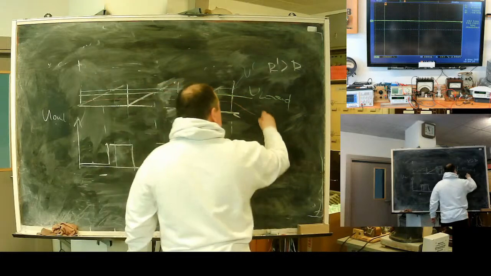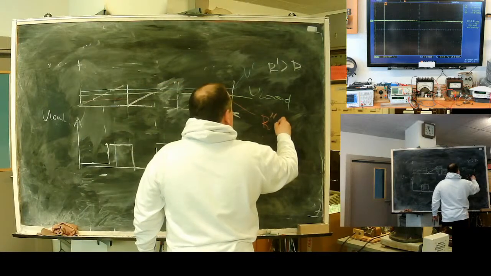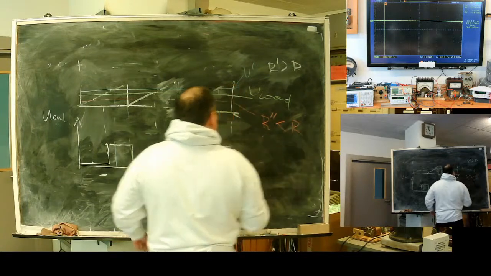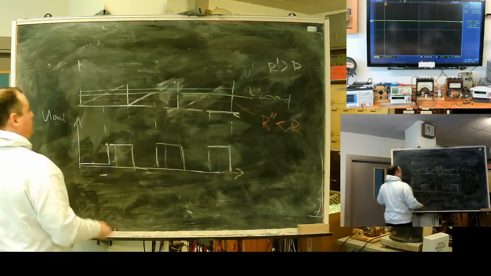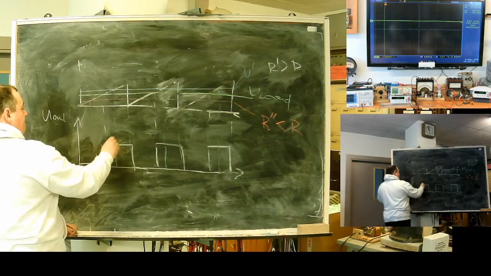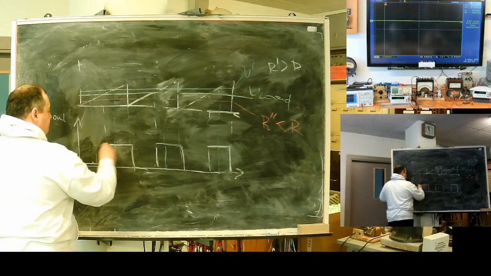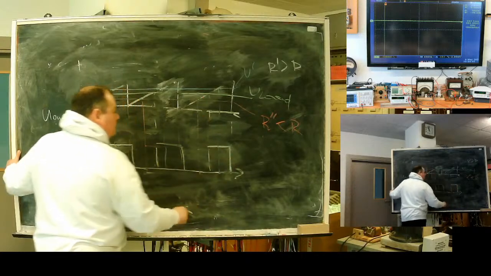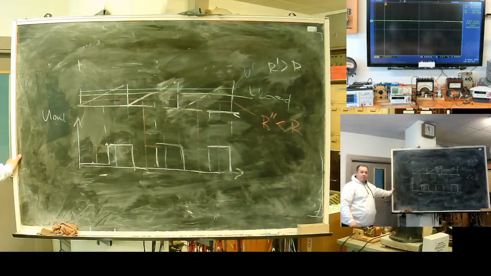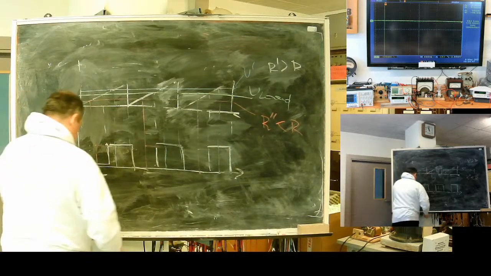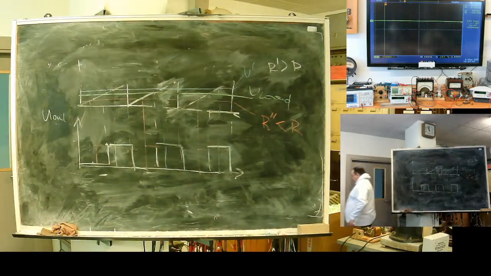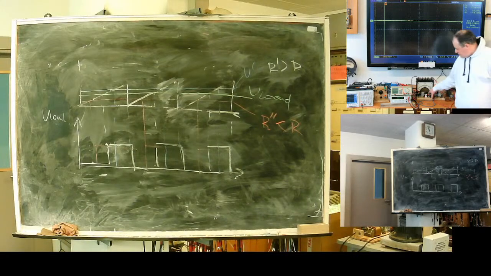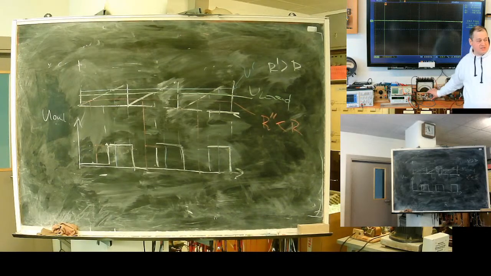Let's say the voltage is smaller. What will happen? Wider pulse, more energy. With more energy, the voltage will go up. Here is my DC to DC converter.